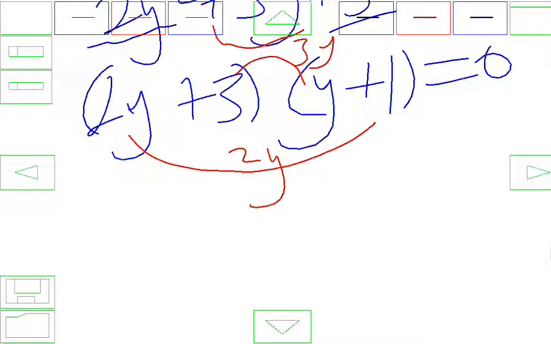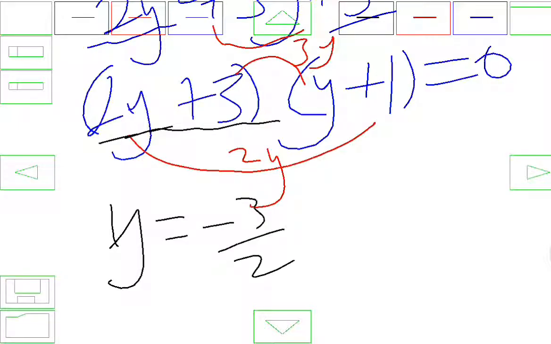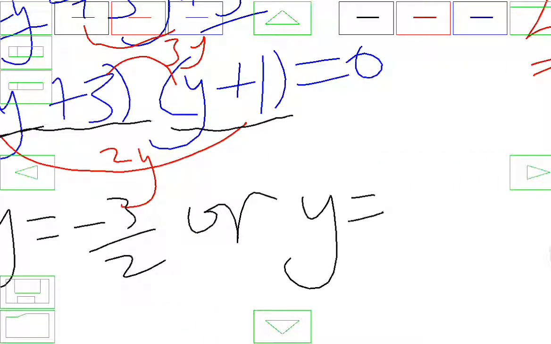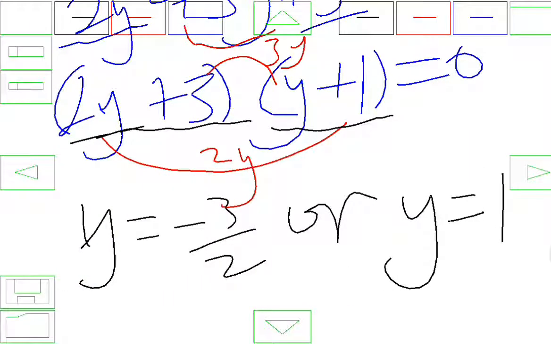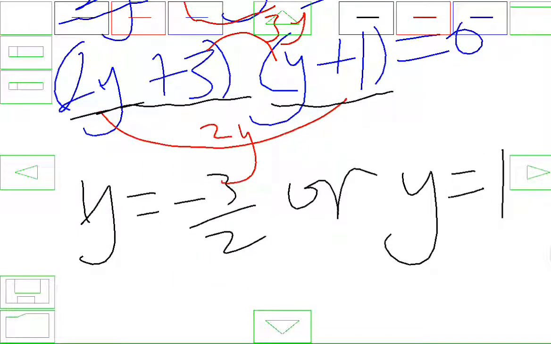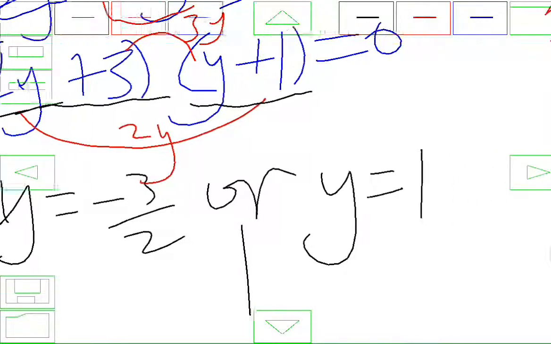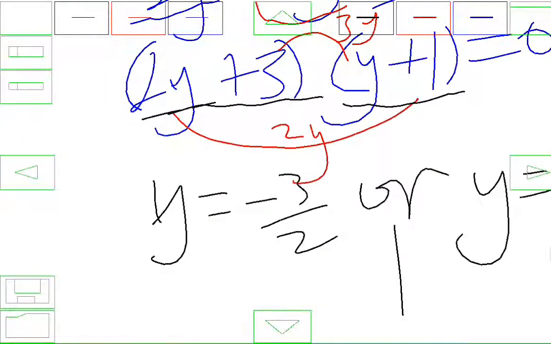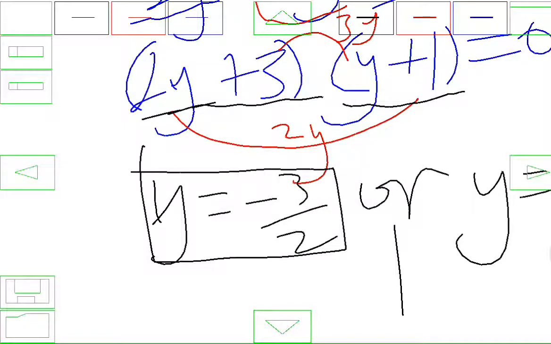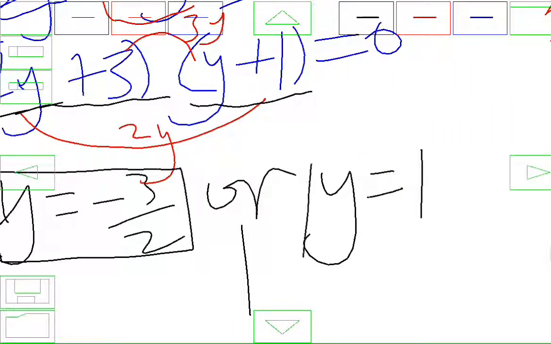So now let's deal with this bracket here. Therefore y here will equal minus 3 divided by 2, or for this bracket here, y is equal to 1. And there you go, we have our y's. And then now what we need to do is substitute this y into equation 1 and get a value, and then substitute this y into equation 1 and then get a value for x.